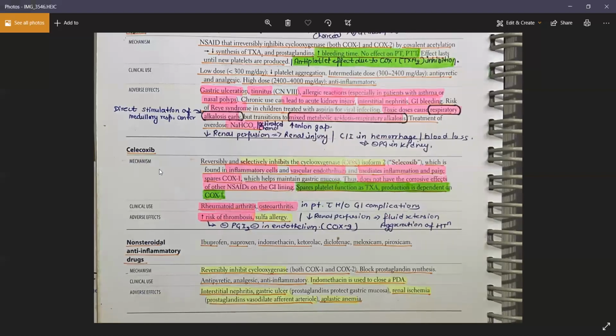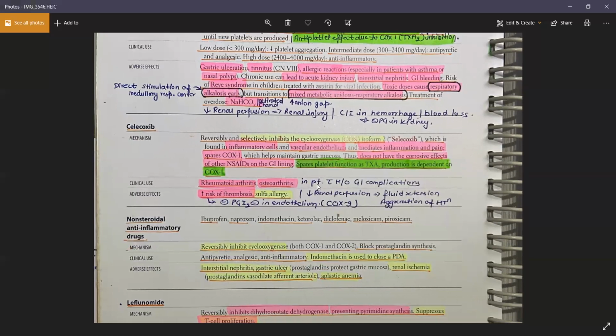Then you have the celecoxib. We have discussed that already. You're inhibiting this COX-2 with the help of celecoxib, and the COX-2 is only secreted or only activated in the inflammatory cells. So I can use this agent to control the inflammation, right? It is found in the inflammatory cells and the vascular endothelium and mediates the inflammation and the pain. And this drug spares the COX-1 and inhibits only the COX-2.